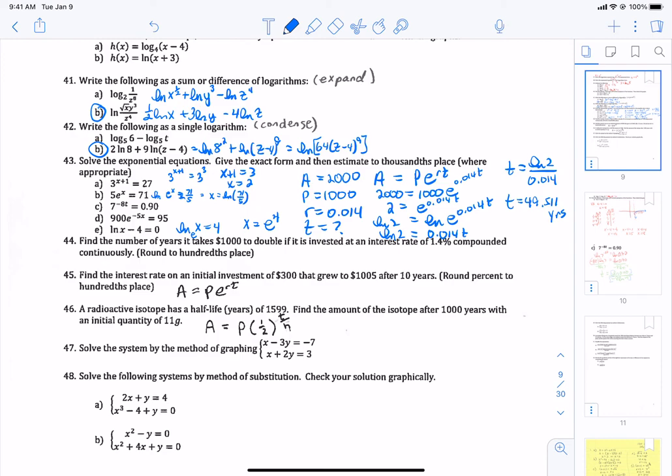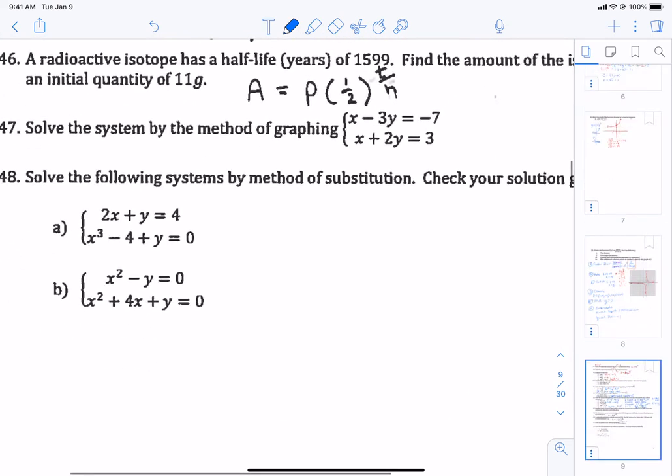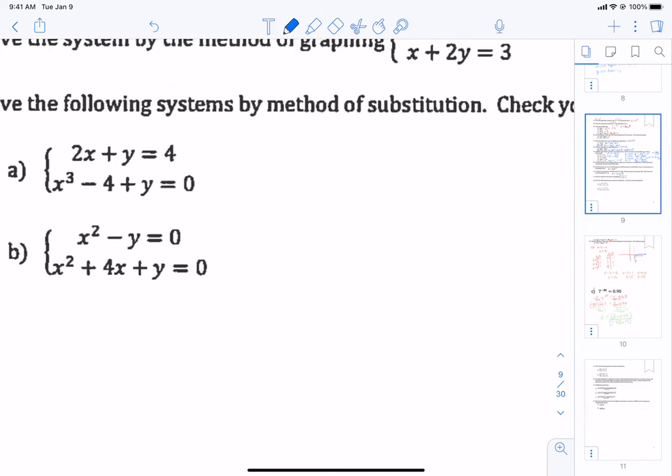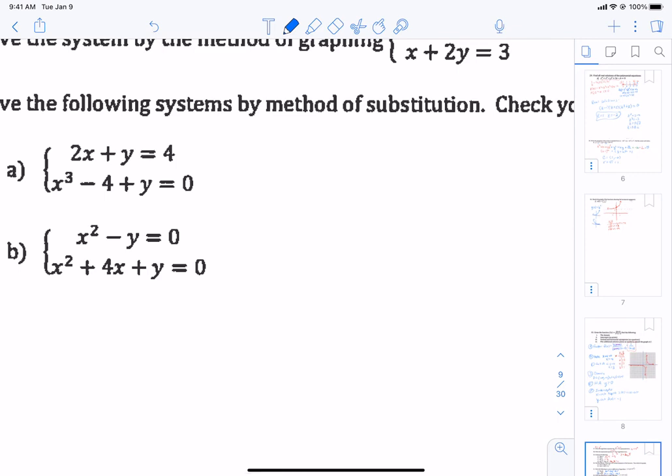Let's do solving a system. To solve a system by graphing like 47, you would just draw the lines. The solution is where do they intersect. But I want to use substitution. I want to do 48. Let's do 48a. So it says to solve by substitution, but you can really use any sort of method you want.